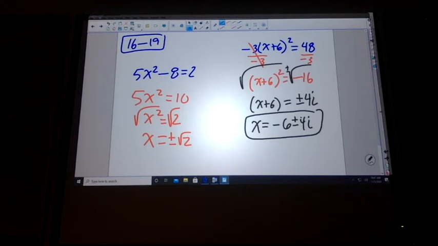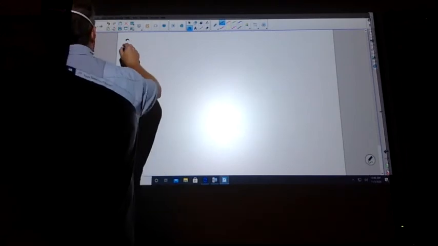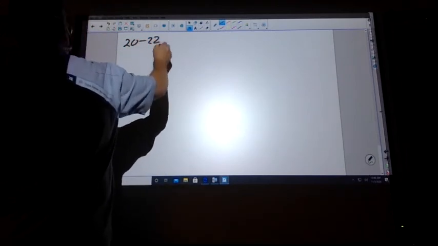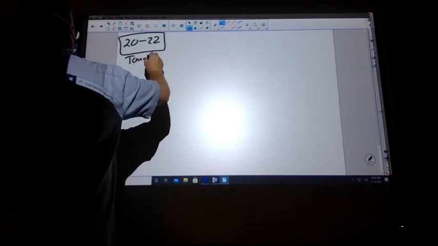Complete the square is going to be the next ones. Okay? So I'm going to do an example that will be the tougher version. If you could do the tougher version, you could do the two easier versions. Can I move on? So 20 through 22, same kind of problem. This is the tougher version.